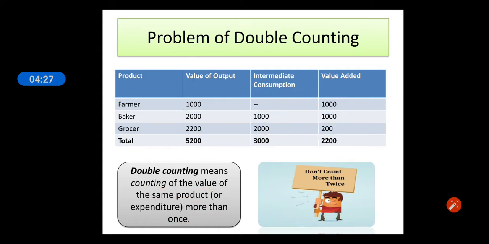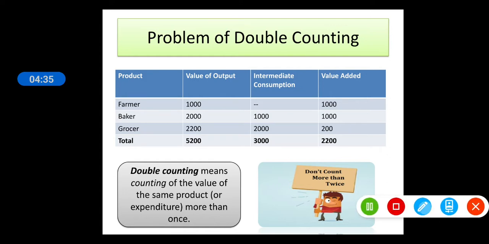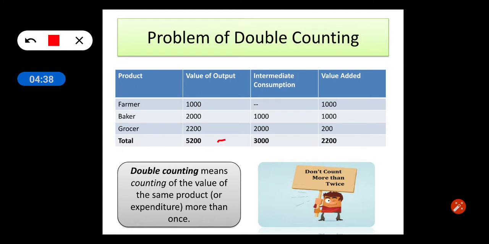All right. Now, what is the total value of output? It's 5200, and the total value of intermediate consumption is rupees 3000. If we subtract the total value of intermediate consumption from the total value of output, we get value added, that is rupees 2200. Okay, so if we don't subtract the value of intermediate consumption from the value of output, what will happen? There will be a problem of double counting.